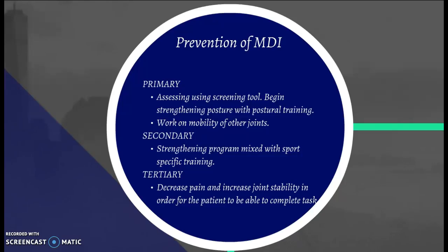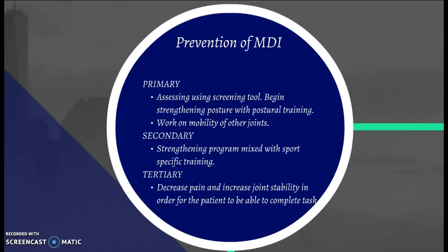So for the scenario that we talked about earlier, a collegiate swimmer with multidirectional instability, their primary prevention would be using a screening tool to assess and beginning with strengthening and posture training. Also working on mobility of other joints, knowing that they're a swimmer and they have a high increase in work on their shoulders, we would increase other joint mobility to take pressure off the shoulders, such as thoracic mobility.